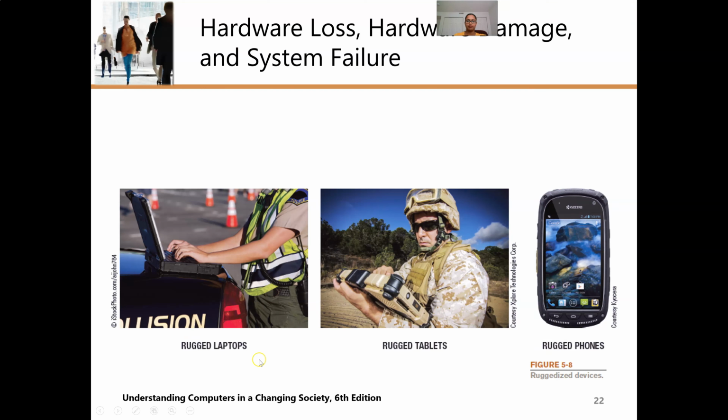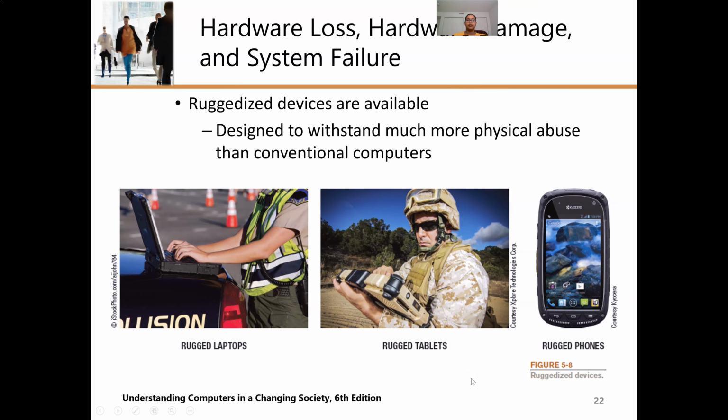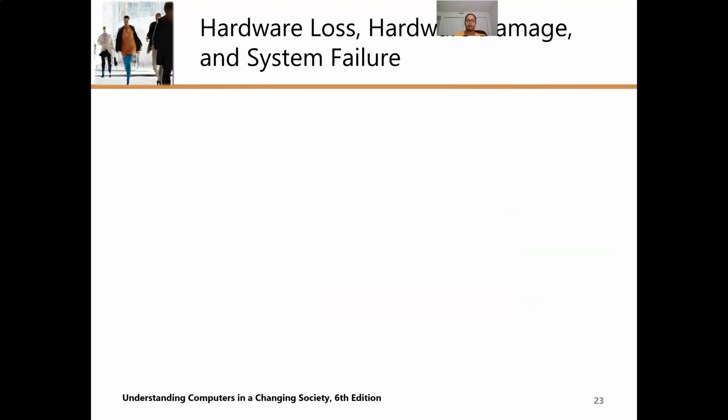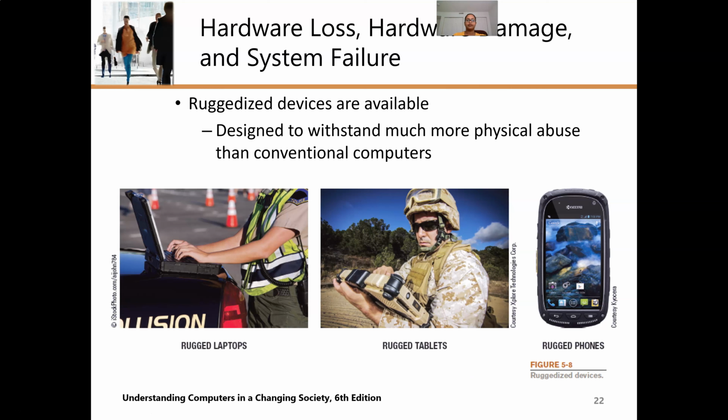So these are three examples where you can see the rugged laptops, rugged tablets, and the mobile phones. So ruggedized devices are available, and they are designed to withstand so much more physical abuse than conventional computers.